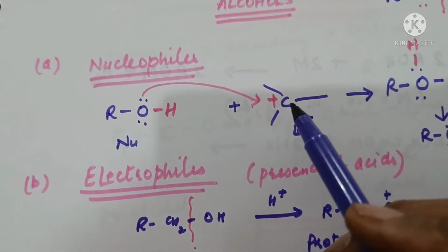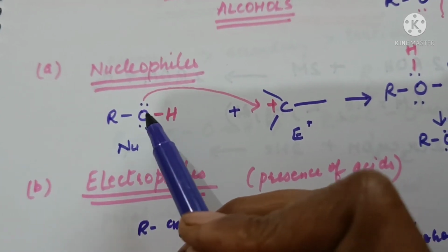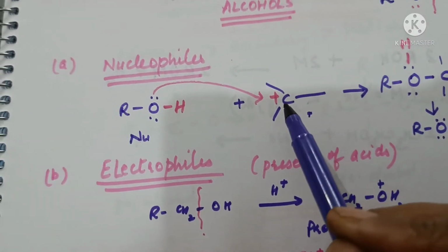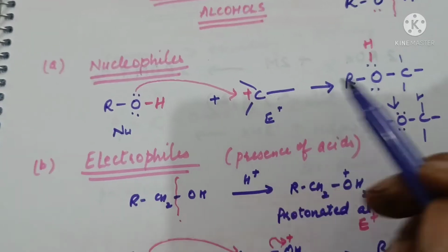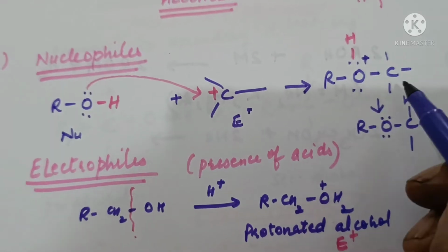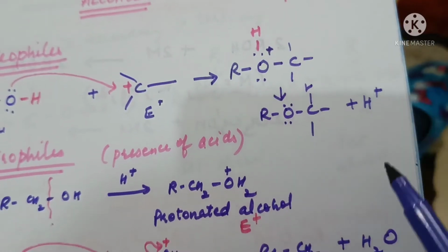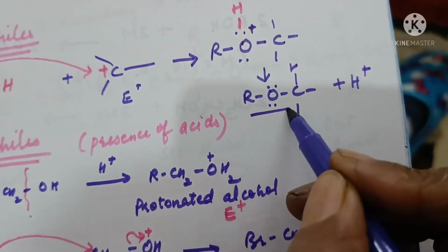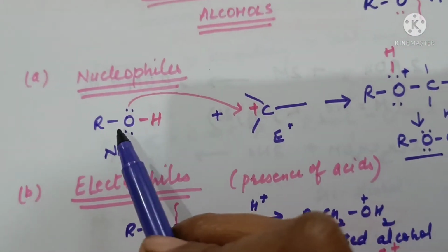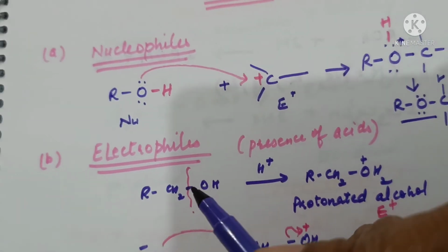For example, this carbocation. So the lone pair of electrons on the oxygen atom will be attracted towards the positive charge on the carbocation, and as a result a bond is formed. There's a positive charge on the oxygen atom as a result, and then in the next step the hydrogen will move away as a proton. The bond is formed, a proton is given, and in this reaction alcohol is acting as a nucleophile. It's seeking a positive center.